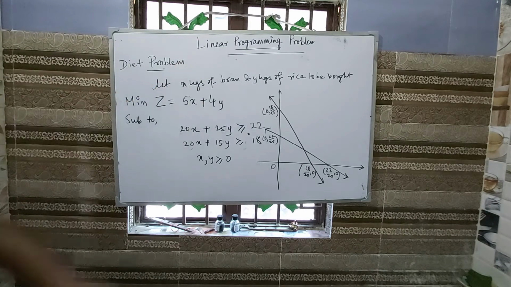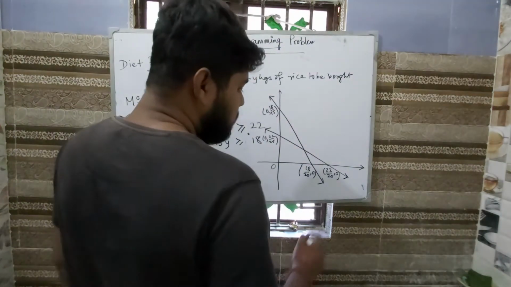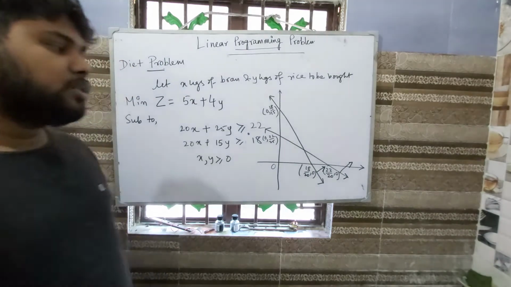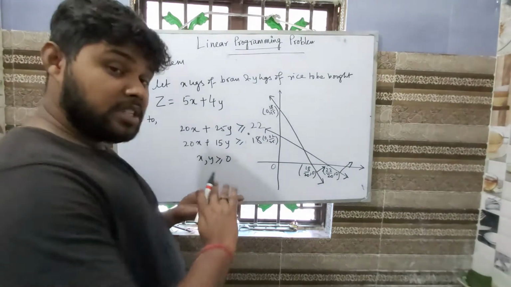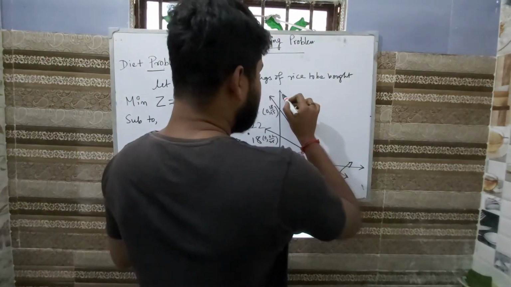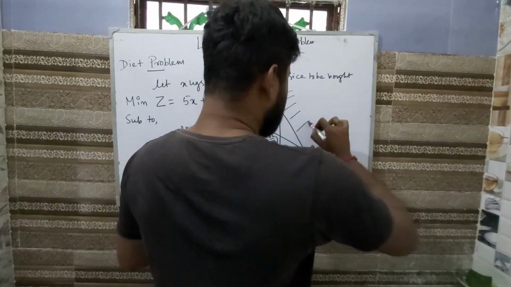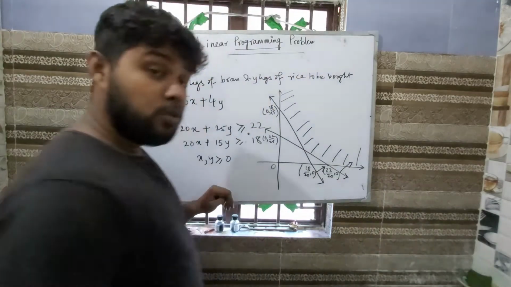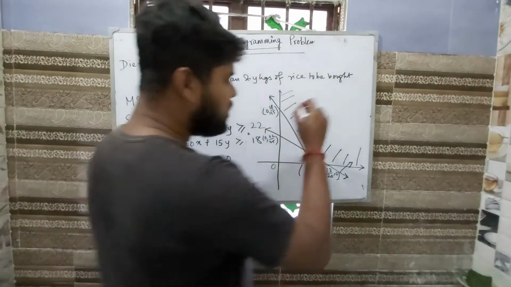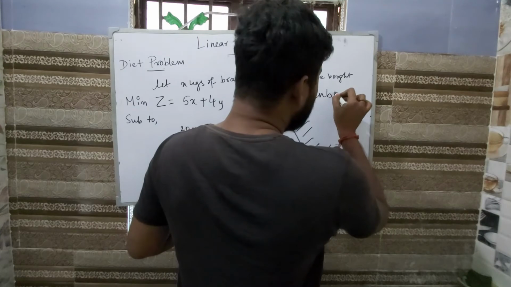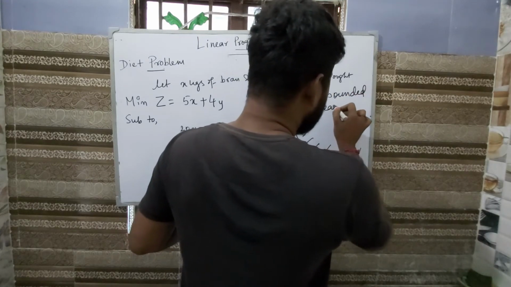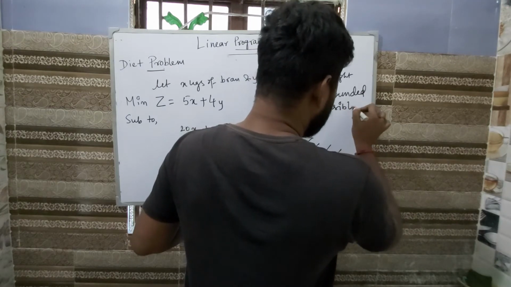A bit confusing given the figures are very complicated. Now in both the cases the arrow is this side. So as the arrow is this side, which is away from the origin, therefore the feasible region is actually an unbounded region. So this is a case of unbounded feasible region.